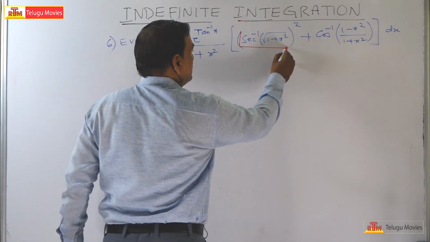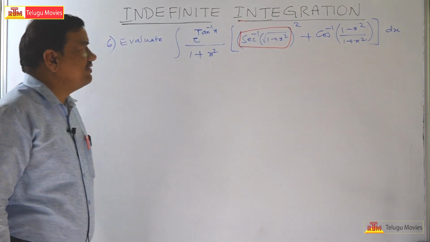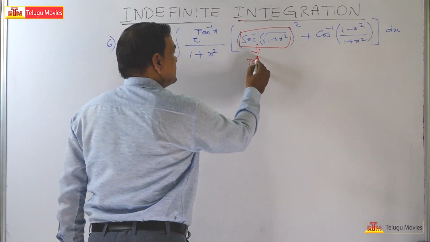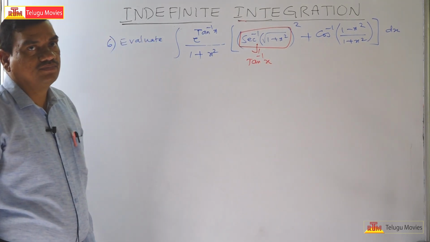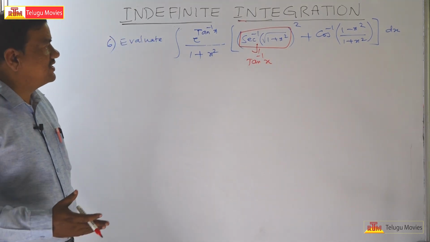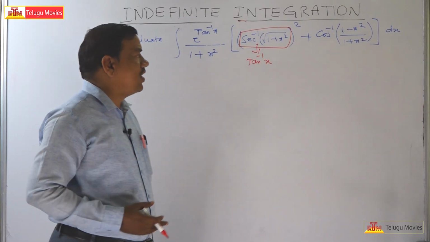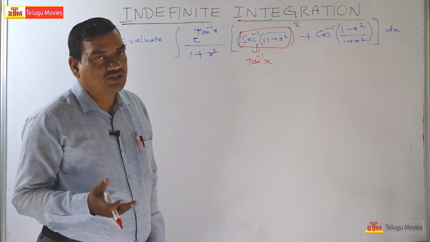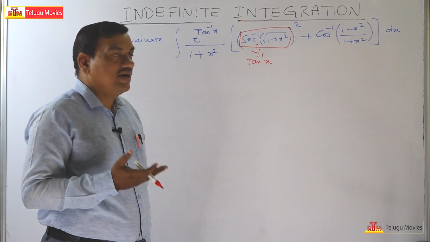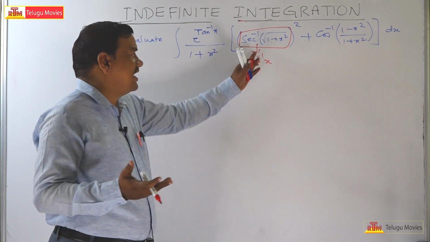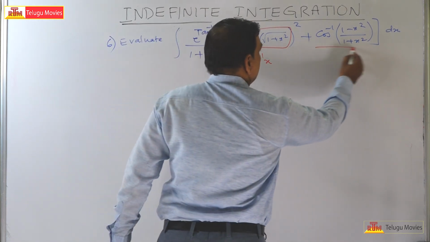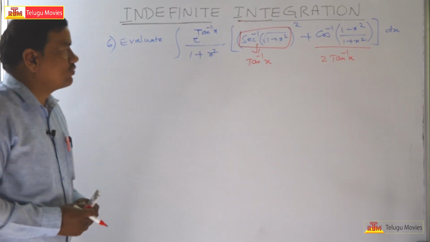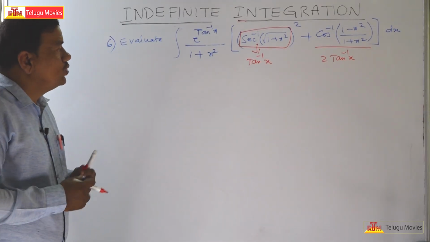Here, inverse trigonometric function, secant inverse of root of 1 plus x square is nothing but tan inverse of x. You have seen the formula, let us call secant inverse of root of 1 plus x square equal to alpha, root of 1 plus x square is equal to secant alpha, 1 plus x square is equal to secant square alpha. So in place of x, we can put tan alpha, 1 plus tan square alpha, therefore tan inverse of x. Cos inverse of 1 minus x square by 1 plus x square is equal to 2 tan inverse of x.